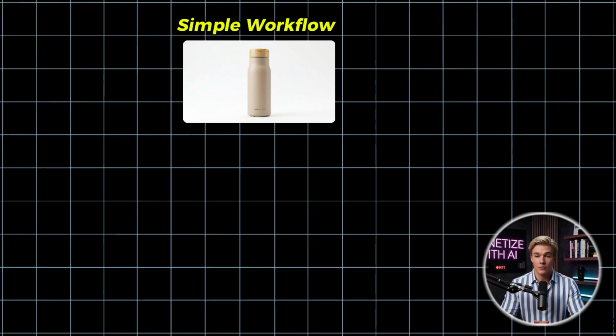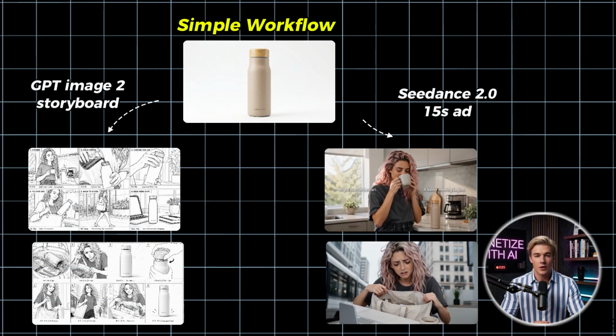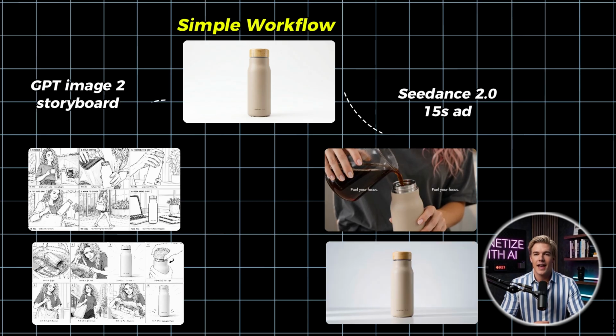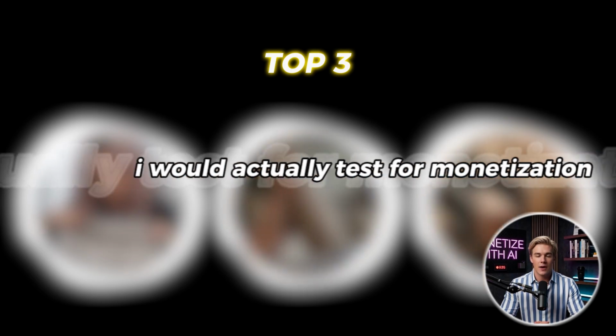The workflow is pretty simple. I use GPT Image 2 to make a storyboard grid, then I use Seedance 2.0 to turn that storyboard into a 15-second ad. At the end, I will pick the top 3 I would actually test for monetization.